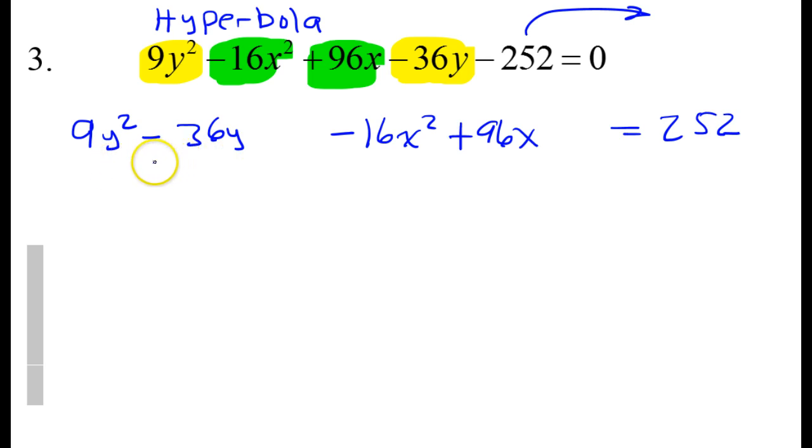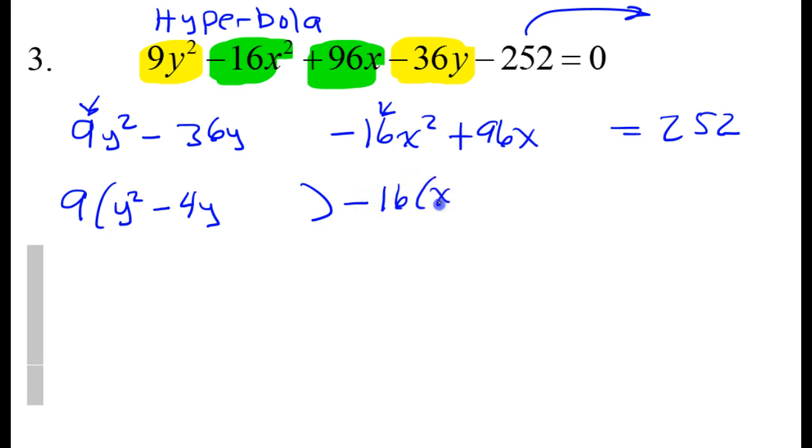So before I can complete the square, I need to pull these coefficients outside of parentheses. So I'm going to pull this 9 outside, which means I'm dividing everything by 9. So I'm going to have negative 4y. Now I leave a space to complete the square. I need to pull out this 16. Now I'm dividing everything by negative 16. Let's see, 96 divided by 16 is 6. So this will be negative 6x. Leave a space to complete the square.